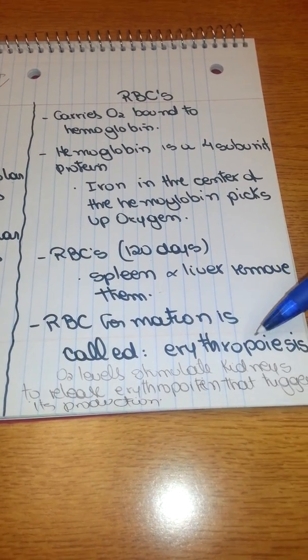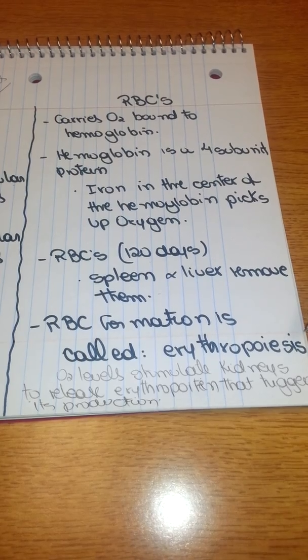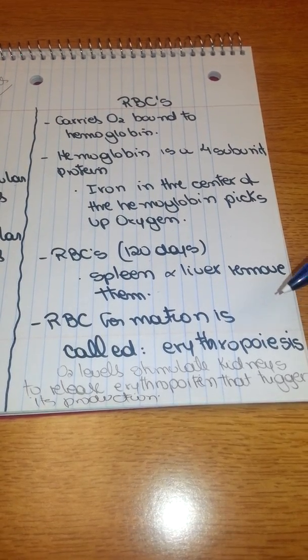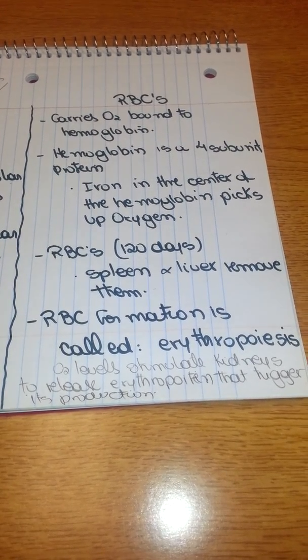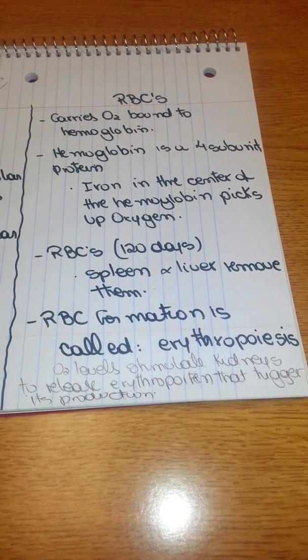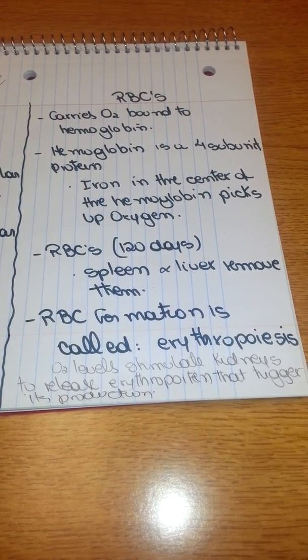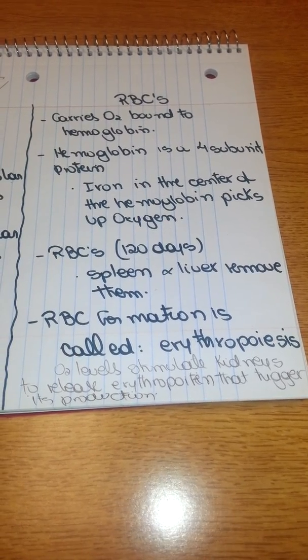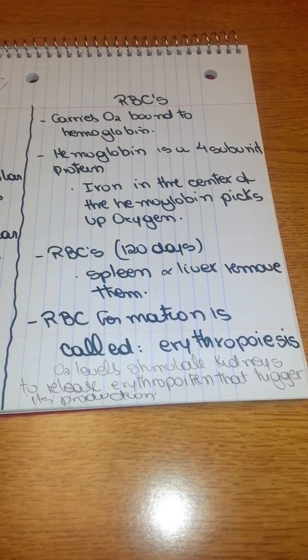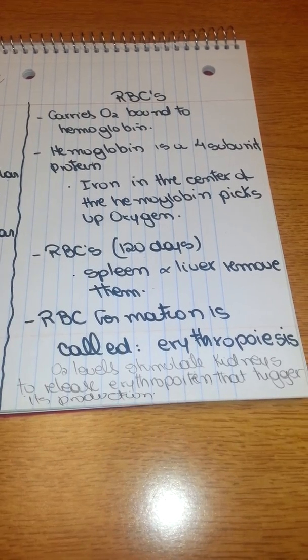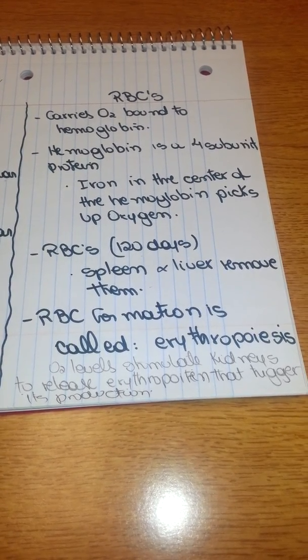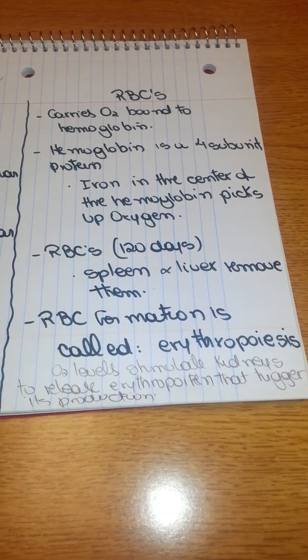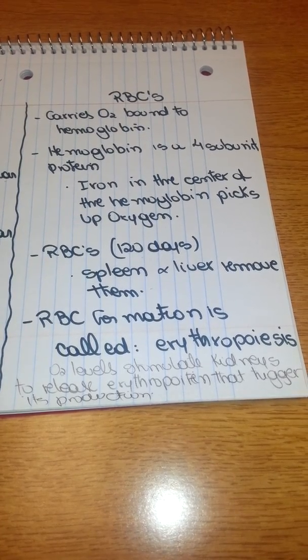And this word right here, erythropoiesis, is the mechanism used for red blood cell formation. And that happens because if you have low oxygen blood in your circulatory system, then the kidneys will release a hormone called erythropoietin that will trigger the production of the red blood cells.